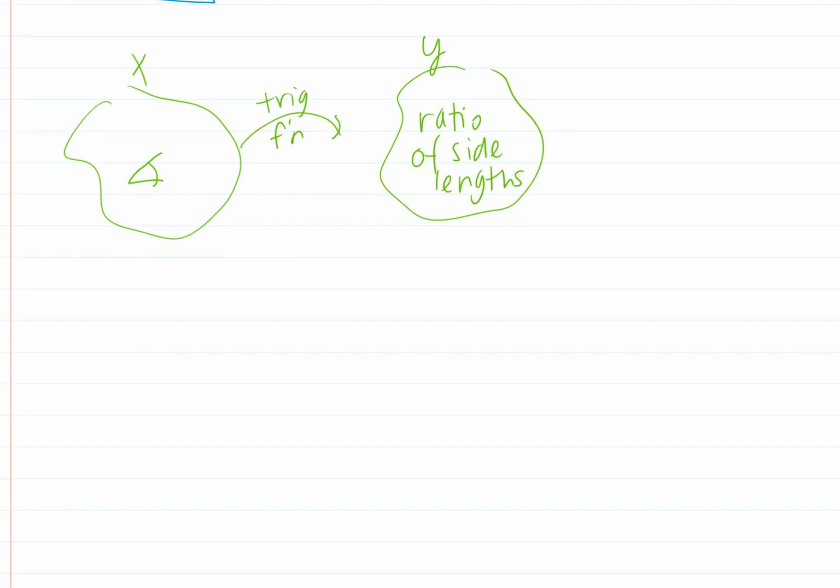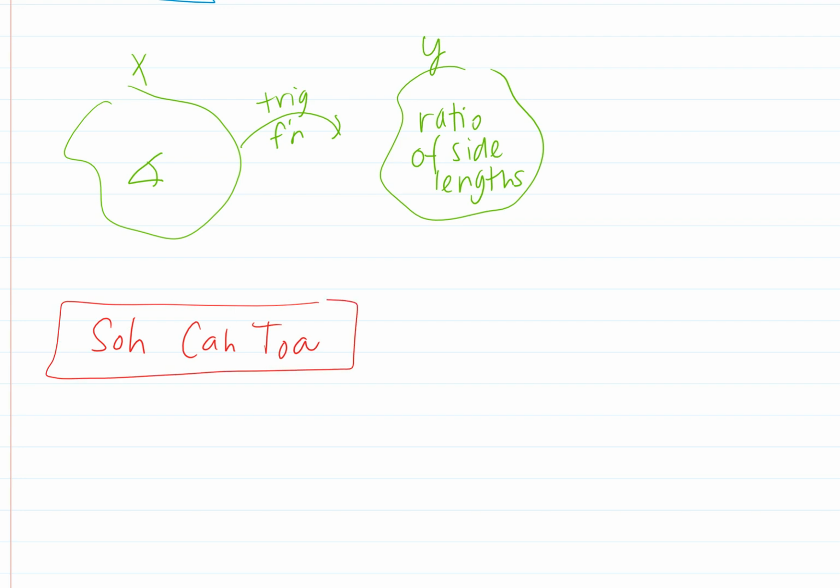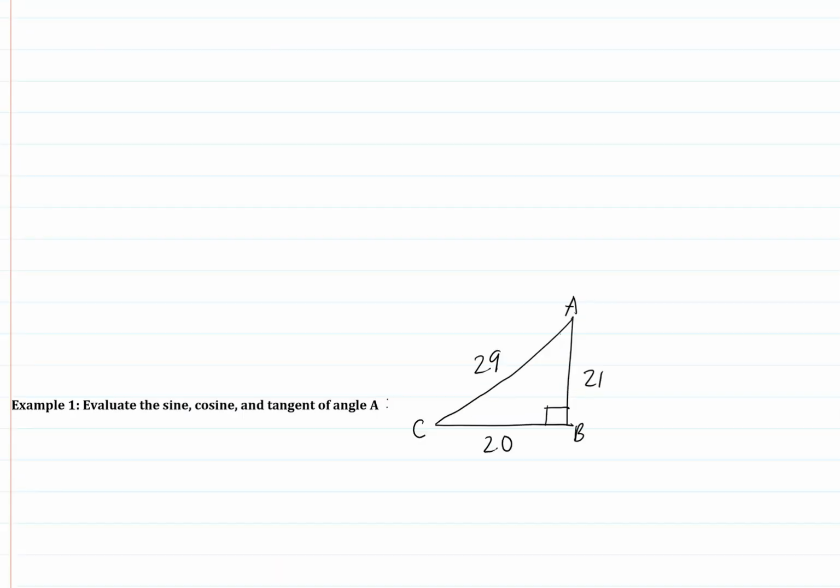So I like to use the phrase SOHCAHTOA to help me remember how to evaluate the sine, cosine, and tangent of an angle. You'll have to memorize how to spell this correctly because the spelling is the key, SOHCAHTOA. Let me show you what I mean.